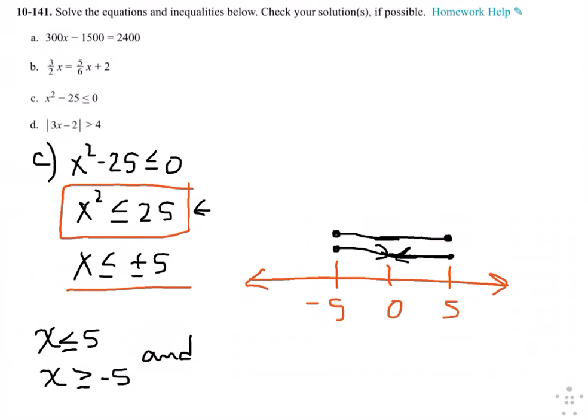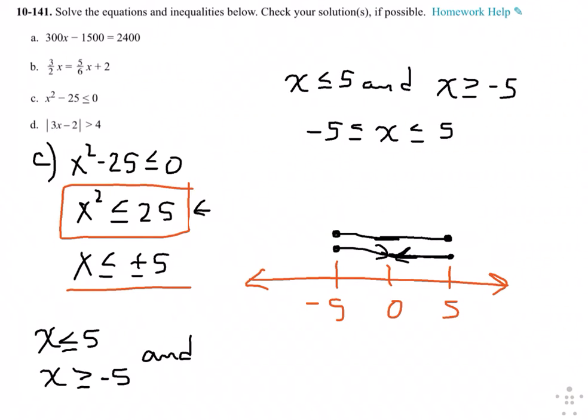So I could write the answer as x is less than or equal to 5, and x is greater than or equal to negative 5, or I could write it as negative 5 is less than or equal to x, which is less than or equal to 5. Either one of those is fine.